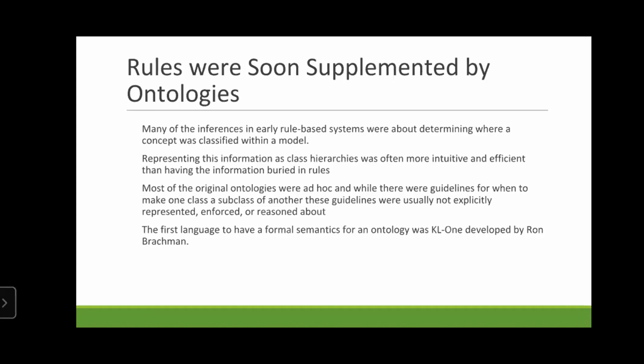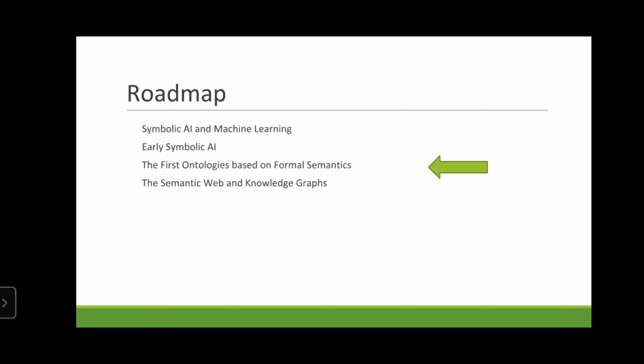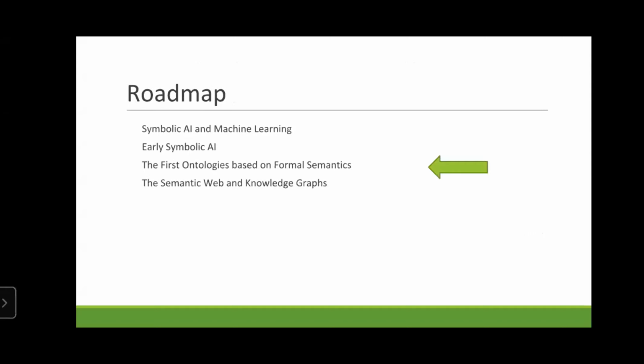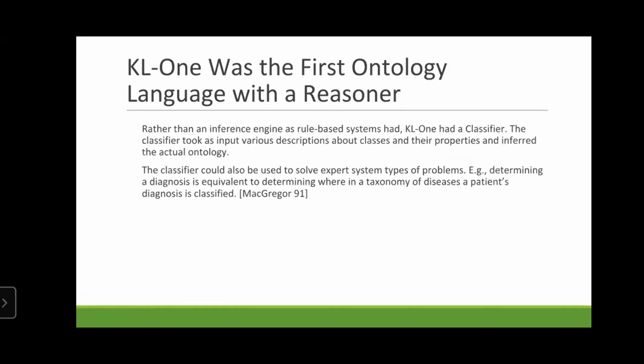And so people realized that it would be good to have a language where you explicitly represented what it meant for one class to be a subclass of another, or for an object, an instance, to be an instance of a certain class. And the first language to have a formal semantics for an ontology was called KL1, and that was developed by Ron Brachman, who was the same guy who wrote that paper that I mentioned earlier on the trade-off between knowledge representation and reasoning. So now I'm going to talk about that work of developing ontologies based on formal semantics.